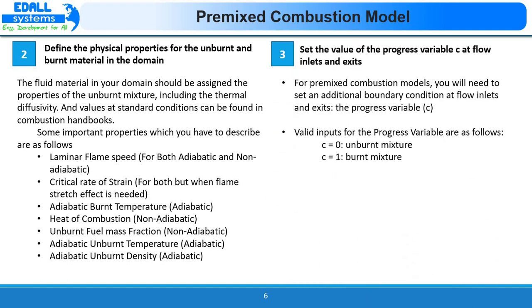So the next third step here is setting the value of progress variable at our flow inlets and exits. So as we have seen that there will be a flame propagating. So wherever C equals 0, that means an unburnt mixture, that is where the premixed air and fuel mixture is present at inlets. So we will define C equals 0 at inlets and C equals 1 at our exit, so that a flame is propagated into this range from inlet to outlet.